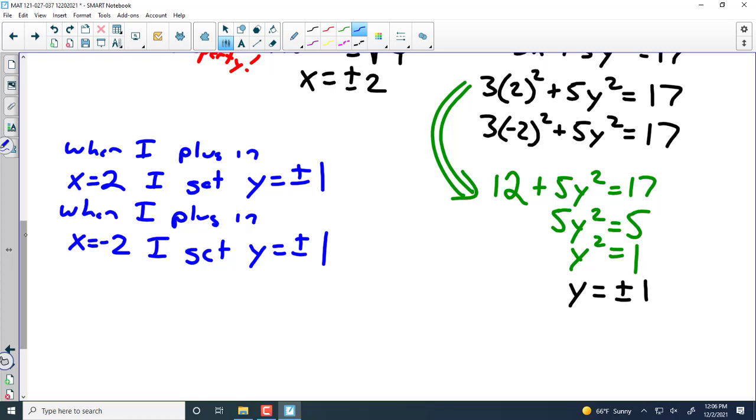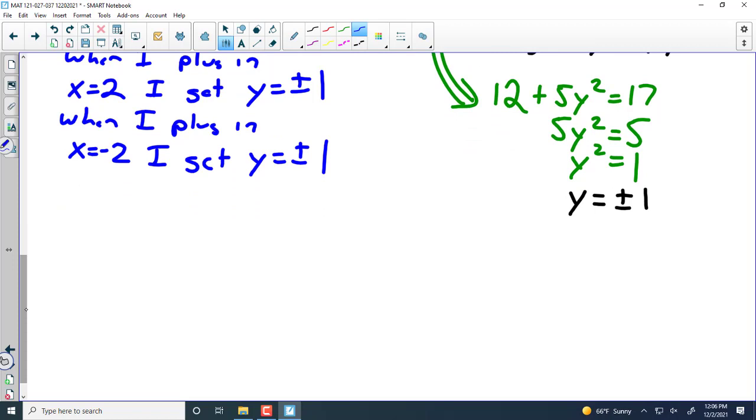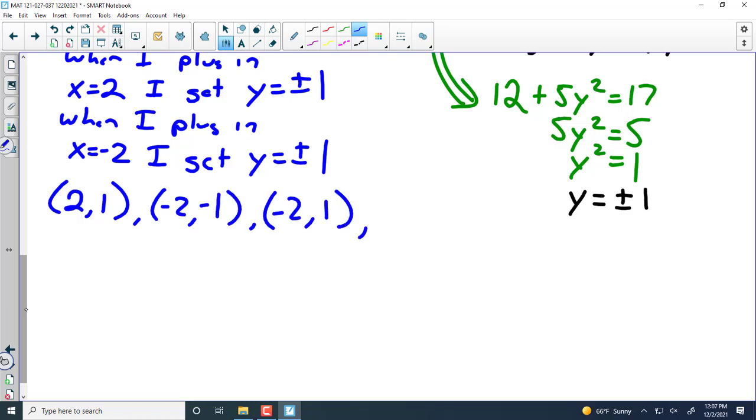Intersects in 4 spots. What's that? It intersects in 4 spots. Yeah, 4 spots. What are they? 2 positive 1, negative 2, negative 1, negative 2 and 1, and 2 and negative 1. Is he right? Can we be sure about that? Yeah, we can be sure. We just check it in the other equation.